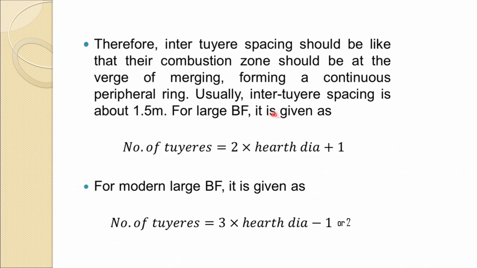For a large blast furnace, the number of tuyeres is given as 2 multiplied by the hearth diameter plus 1. For a modern blast furnace, it is 3 multiplied by the hearth diameter minus 1 or 2. This is again a rough idea, saying that this sort of interspacing should be there between the two tuyeres. So, it says the spacing is about 1.5 meters.